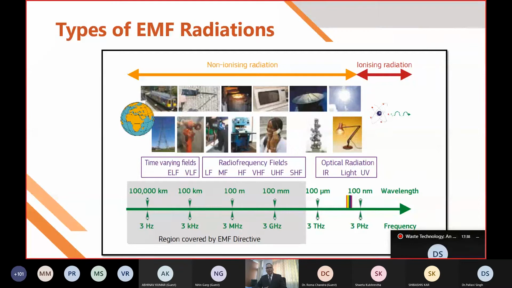In non-ionizing radiation, we have extreme low frequency waves. We may start from static even, then very low, medium frequency, high frequency, very high, ultra high frequency, and even super high frequency, which come in the range of non-ionizing radiation. All the gadgets and appliances we are using come in the non-ionizing radiation area. And ionizing radiation includes gamma rays and X-rays.